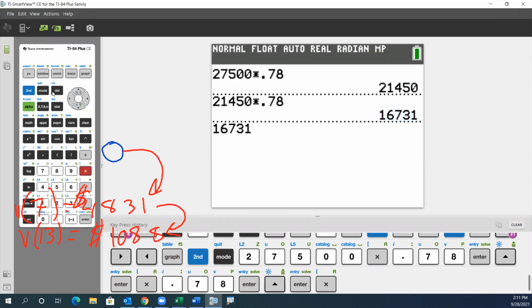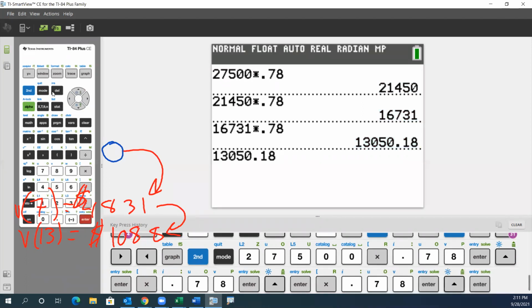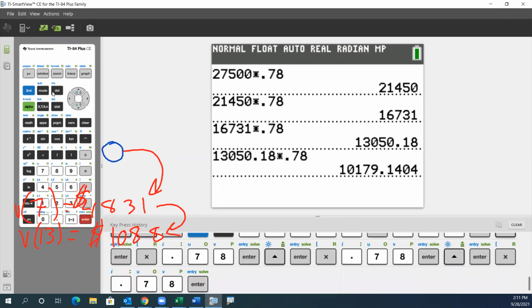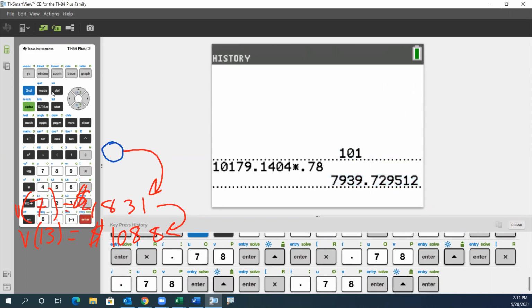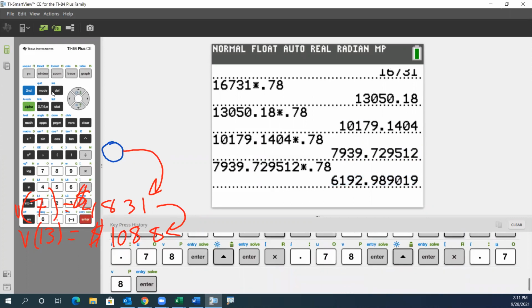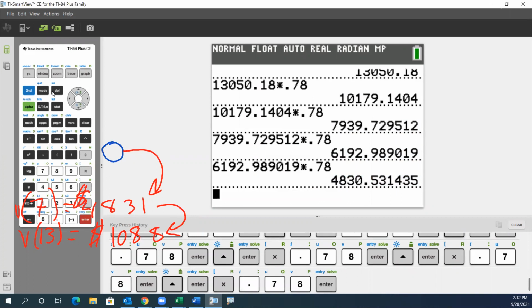Times 0.78. Okay, so there's 3 years. 4 years. 5 years. Only 2 to go. 6 years. Times 0.78. Whoa, look at that. There's our 4,831, just like we had over here.